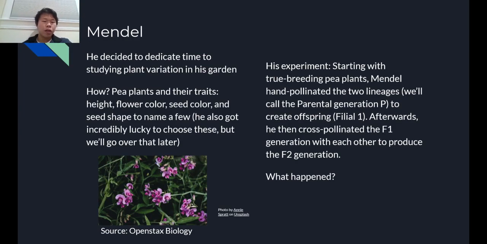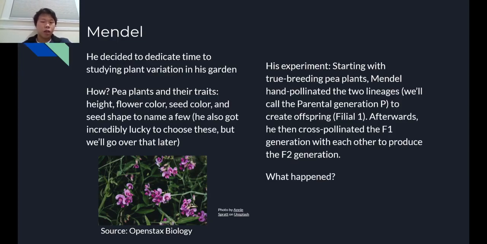So with Mendel in the 1850s, he's a monk in an abbey, or a friar technically, and he decided he wanted to take a look and see how genetics worked. And he noticed that pea plants had lots of cool traits like height, flower color, seed color, and seed shape. There's a lot more that he studied. He was actually also really lucky that he was able to avoid linkages, but we'll also go over that in a future class.